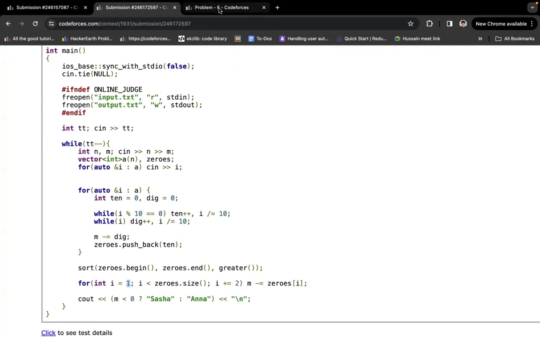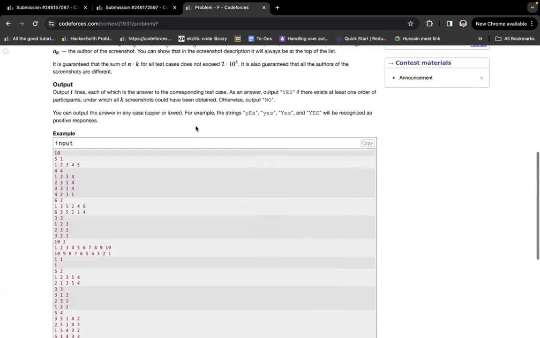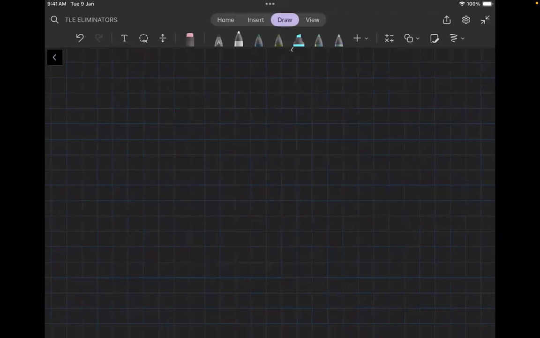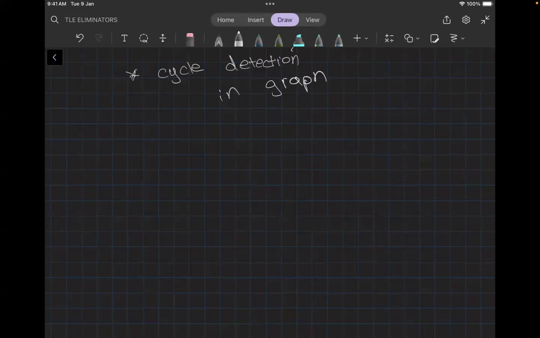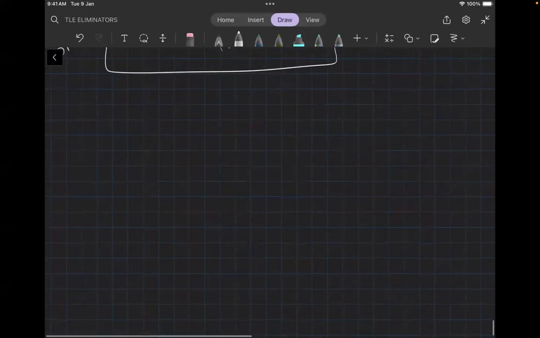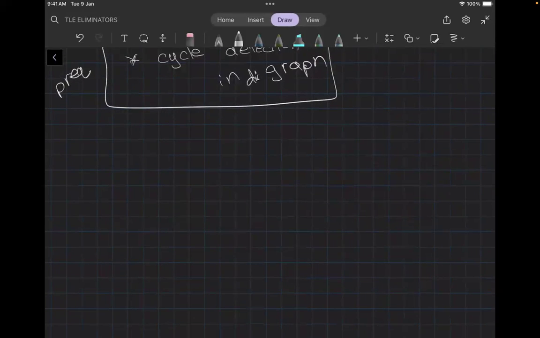Okay. So let's move on to problem F. Problem F is actually very, very simple. It's like if you know one topic, I will give you the prerequisite. The prerequisite of this problem is just cycle detection in a graph. And if you know this much, we are going to see how it is beautifully applied in this problem. You need to know how to detect a cycle in a directed graph. This is the prerequisite.